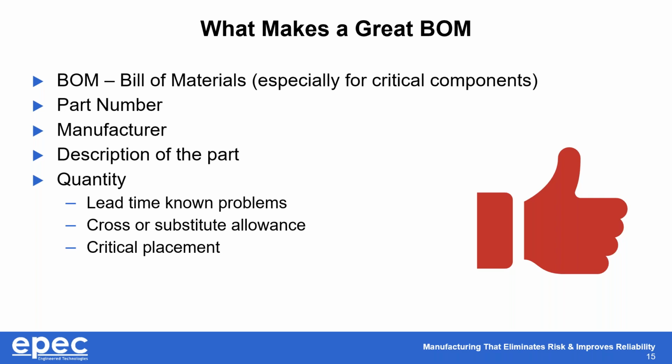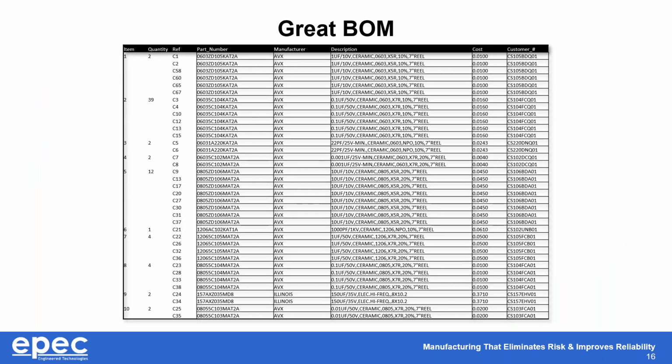Here's an example of a great BOM. It shows you the item number, the quantity needed, the reference number for the capacitors, part numbers listed by the manufacturer's name, a description of how the part can be purchased, the cost of the part, and the customer part number. All of this information makes it easier for us to design the PCB.